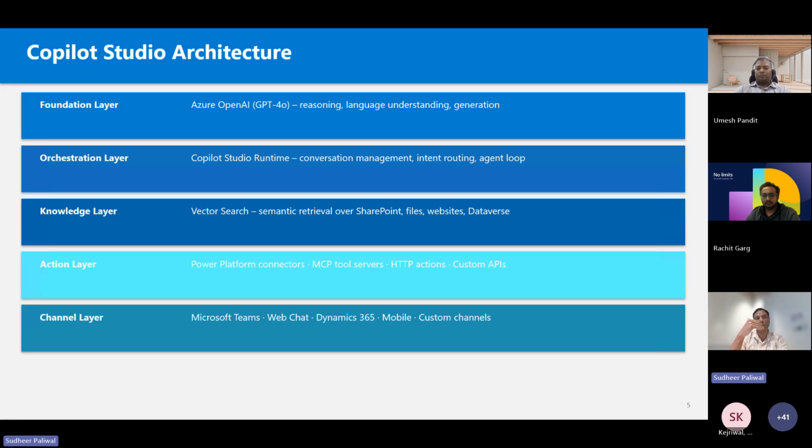And when we talk about automation, the action layer is where you can talk to third party applications through MCP, or call your flows. Then we have the channel layer, where we go beyond Copilot Studio and leverage other applications like chat or a mobile app to link with Copilot Studio. So this is the basic architecture.